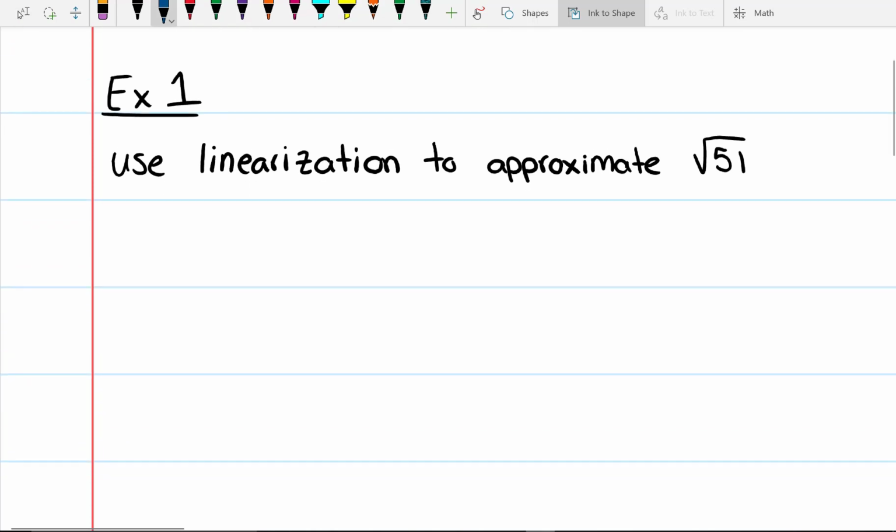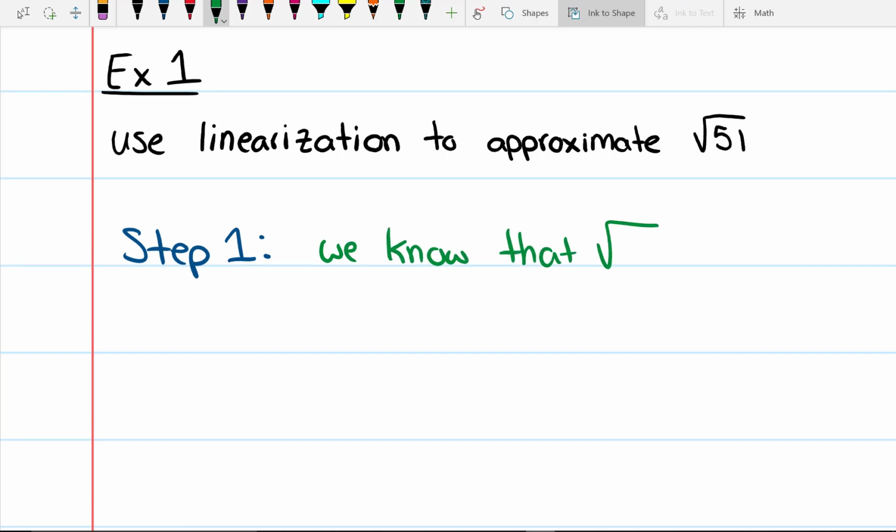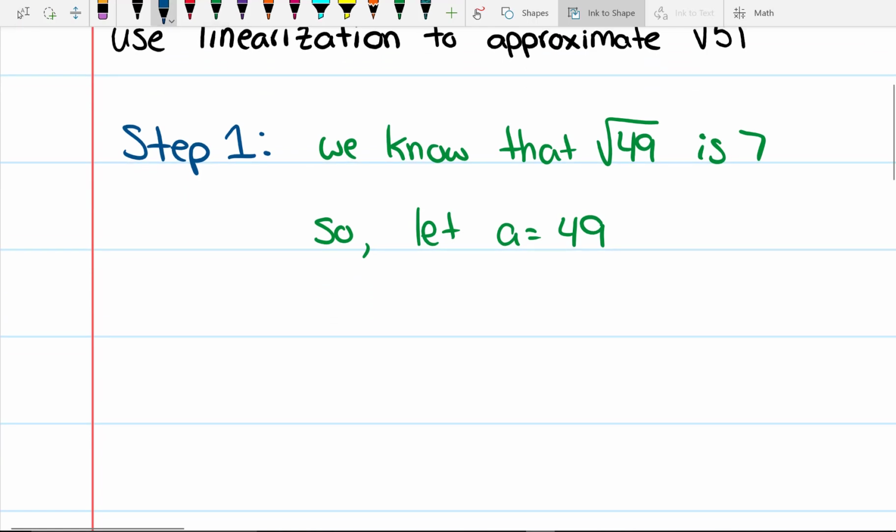This is a really cool process that requires a little bit of calculus, but mostly just algebra. So step 1. We know that the square root of 49 is 7, and that's something we know because 7 times 7 is 49. So we are going to let a equal 49. Step number 2.